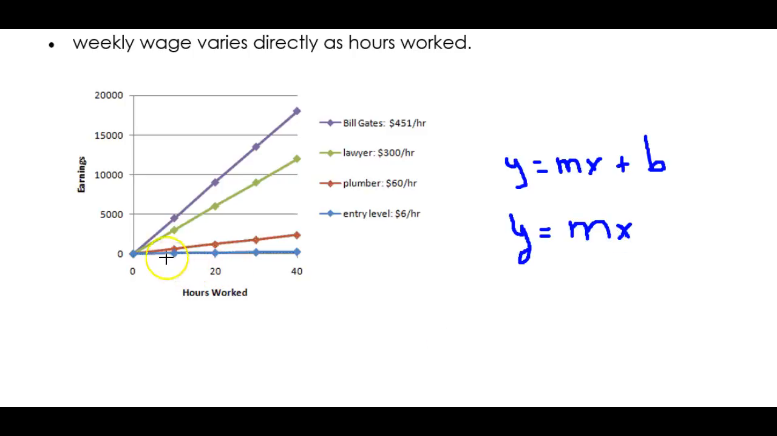In this case, I can tell that the hourly wage is my slope. So if I was talking about what a lawyer would make in wages, and I wanted to turn this graph into an equation, I would simply replace the m value with 300. So y, my earnings, would be equal to 300 times x, with x being the number of hours that I worked. But there would not be a y-intercept.